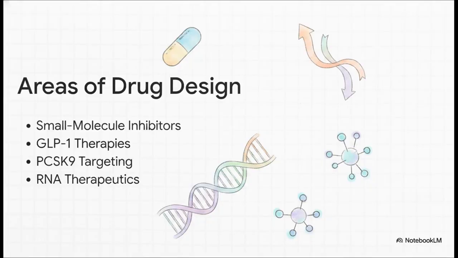Global R&D is leaning heavily on engineering these atomic modules to meet skyrocketing medical demands. We are seeing an incredible focus on designing highly pure small molecule inhibitors. Just look at the absolute explosion in GLP-1 therapies for diabetes and obesity, or PCSK9 targeting to combat high cholesterol. These life-changing treatments are only possible because chemists can flawlessly map and modify functional groups, and that's a process that's now accelerating at warp speed with AI drug discovery guiding the way.